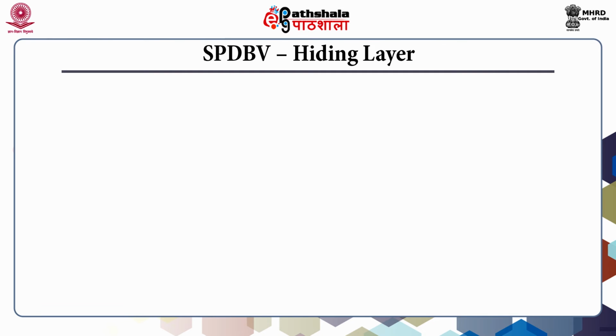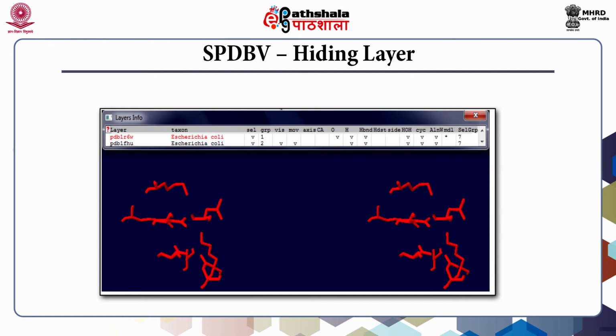Now select the substrate bound OSBS structure from the layers info and click under the visible column to unmark V to hide the 1R6W structure. Now close the layers info window. This will hide the green colored substrate bound OSBS.